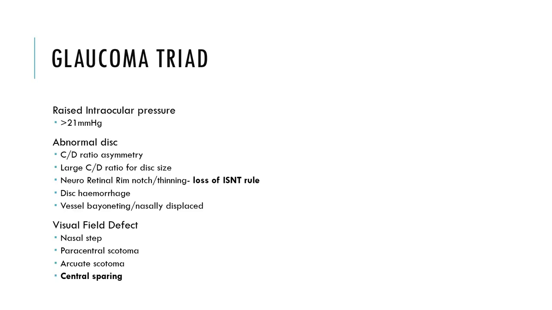Finally, there are characteristic visual field defects present in glaucoma. This includes a nasal step, paracentral scotoma, so a blind spot surrounding but not including the central vision, and an arcuate scotoma, which is a characteristic shape. The important thing to bear in mind is that in chronic forms of glaucoma, there's central vision sparing. And this means that people often don't realize that there's a problem until quite advanced stages. So that covers the glaucoma triad.